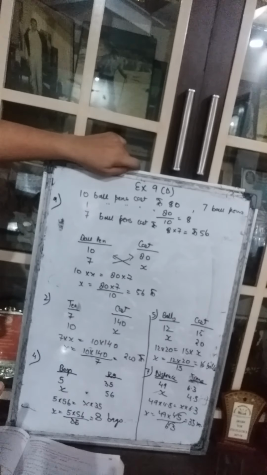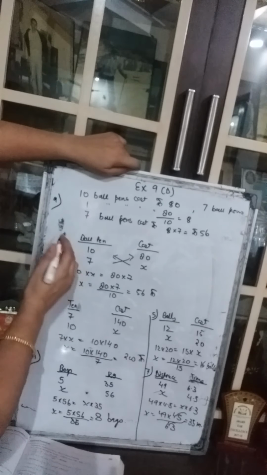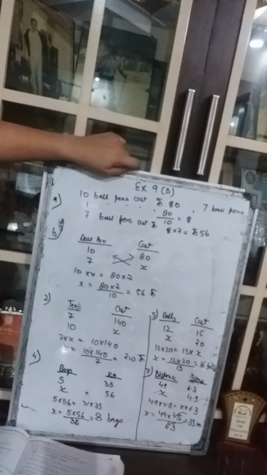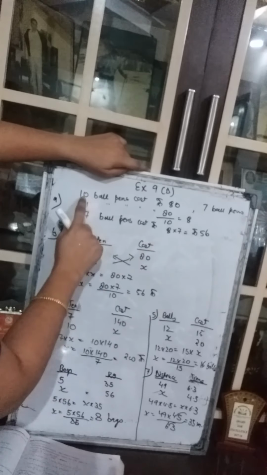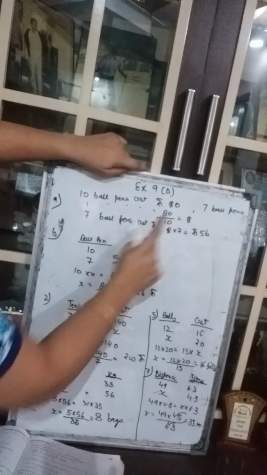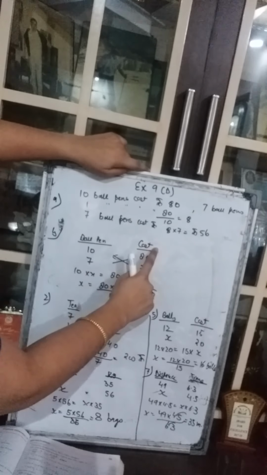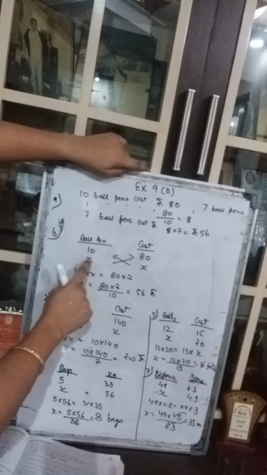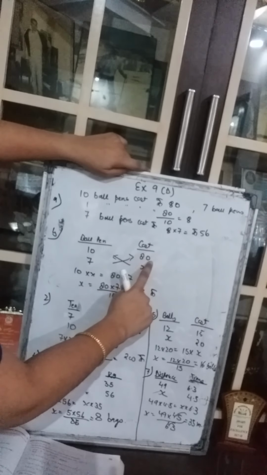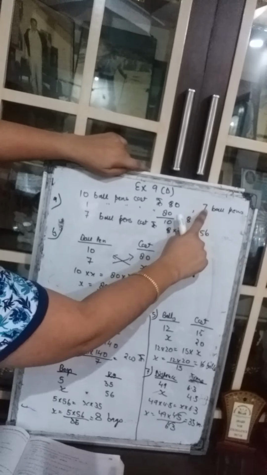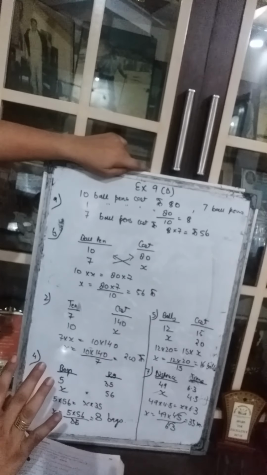One method is this. The other method is the proportion method, or the cross multiplication method. In this, we simply have to find the two headings. 10 ball pens cost rupees 80, so there are two headings, ball pen and cost. Write under the correct heading: 10 ball pens cost rupees 80. 7 ball pens, that means 7 will come under ball pen only, will cost how much? X. Write X there.